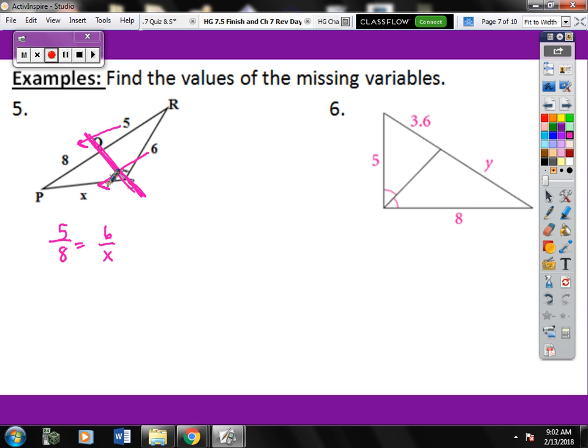Again, following that same pattern. Then we just cross multiply and solve. We'll get 5x equals 48. And if it goes in with a terminating decimal, we're allowed to write it like that, so 9.6. If you'd like to leave it 48 fifths, you can, I don't care.